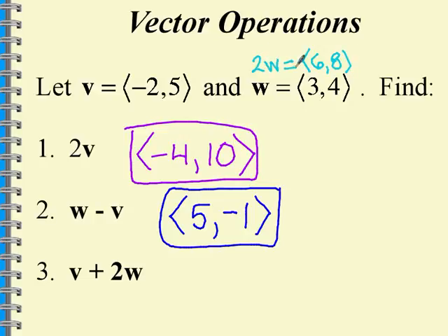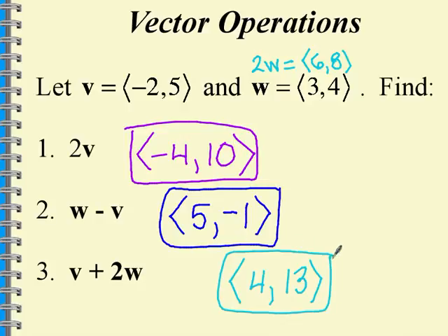Okay, so now if you add that to vector v, what do you get? We'll get negative 4, 13. Okay. Great minds think alike. Okay, so that's pretty much how you do vector operations. So once again, pretty straightforward.